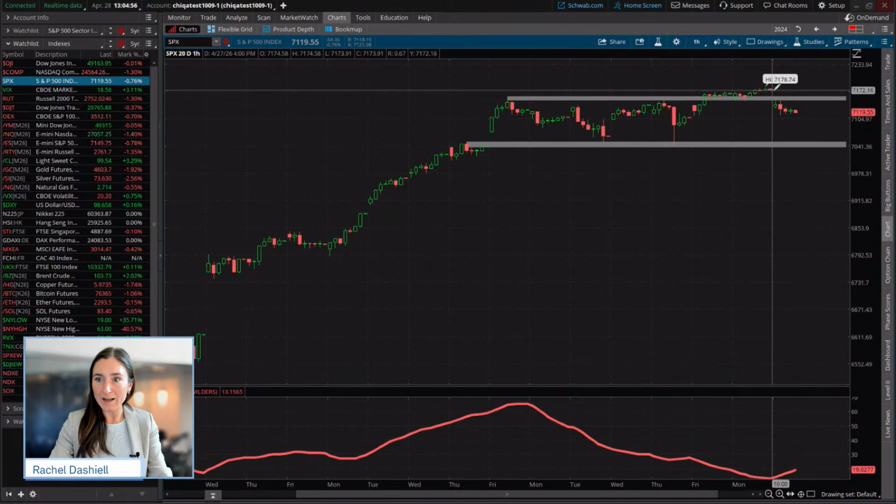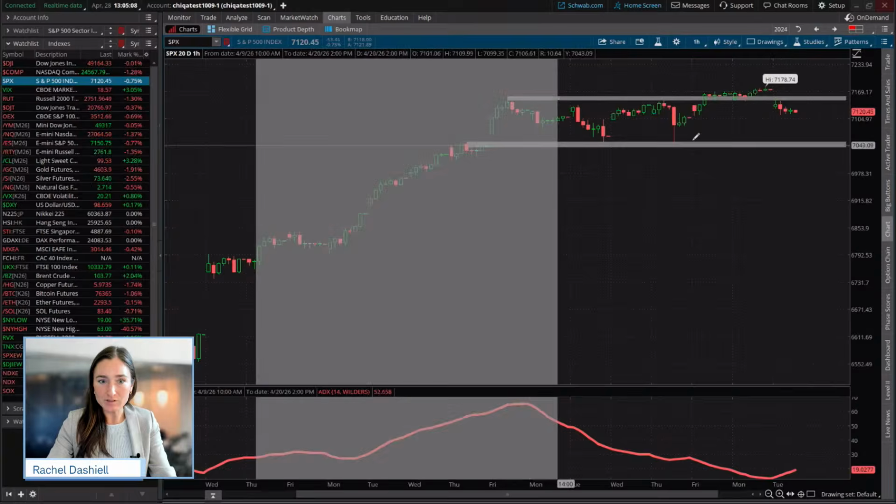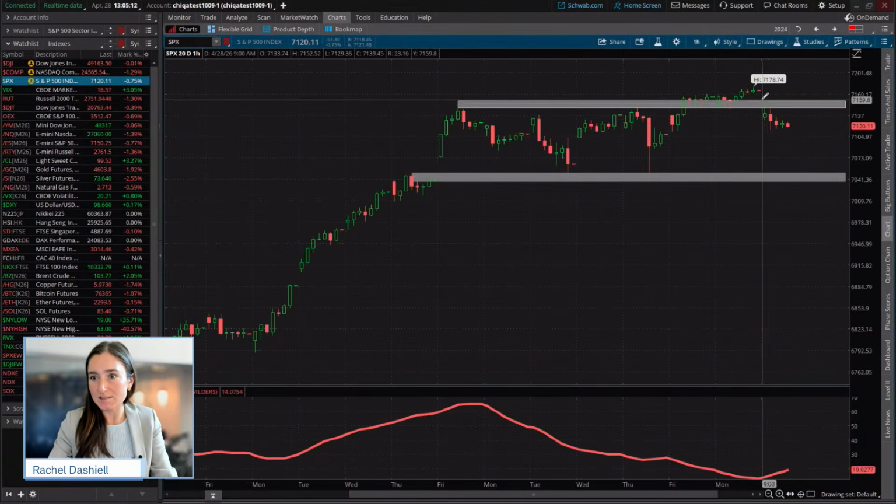We did see a gap down through that old resistance, new support, now new resistance again, which is going to be our resistance to climb over. So our new resistance, it was resistance, became support, now is resistance again.